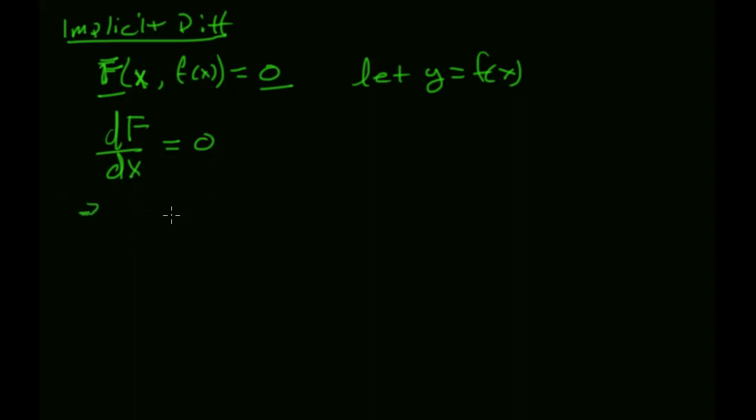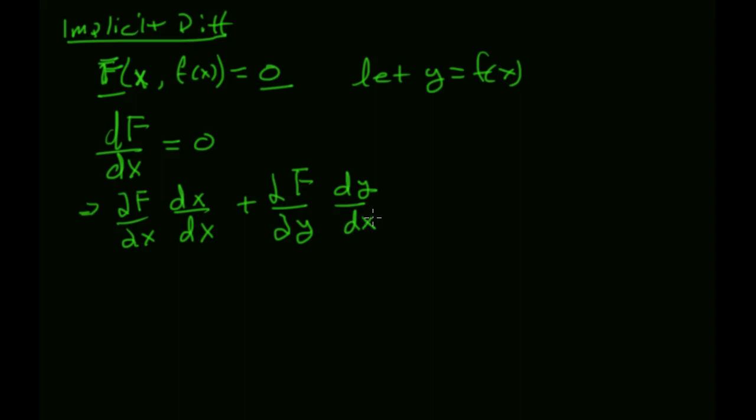So using our chain rule here, both of these are dependent upon x, so I should be able to say that this is the partial of F with respect to x times dx/dx, so that's kind of interesting, plus the partial of F with respect to y times dy/dx. So that's going to be equal to 0. All right, so dx/dx happens to be 1. So let's kind of move this over to the other side.